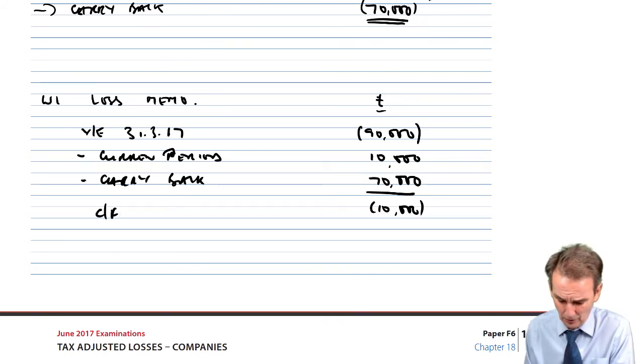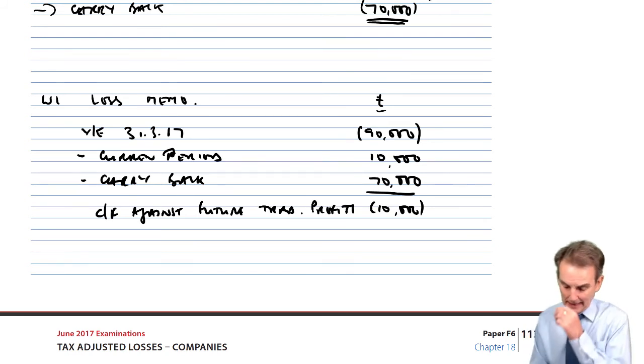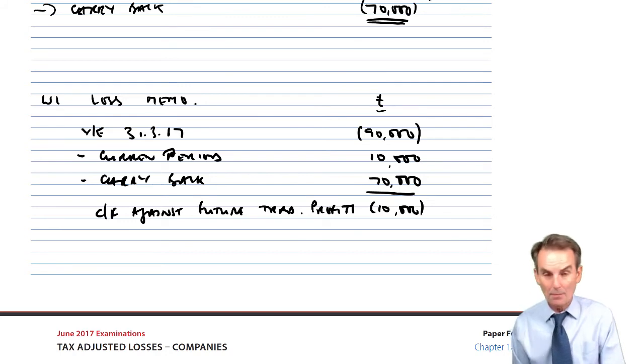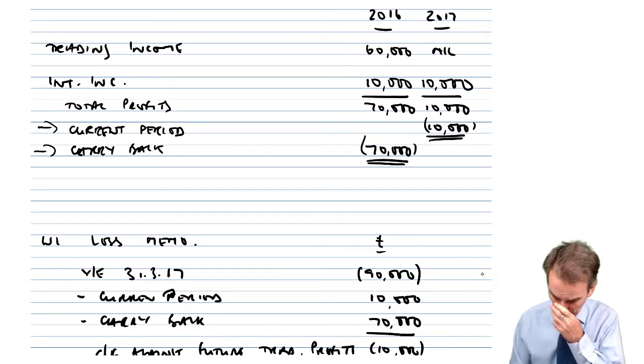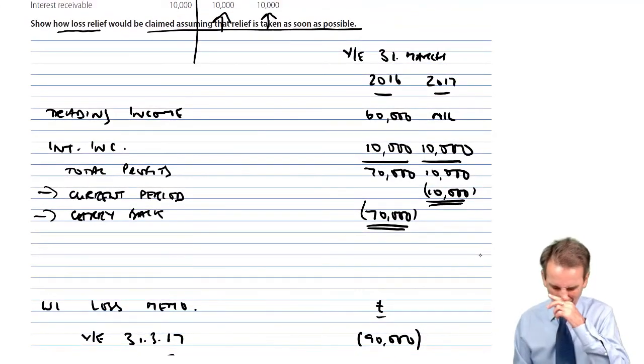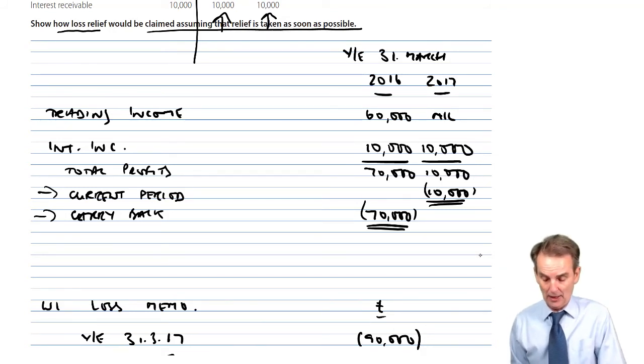And the carry forward, of course, goes against future trading profits. So as and when you have future trading income or future trading profit, it will automatically go against that next one. The first possibility, of course, for that, this being the loss-making period of the year ending 31st of March 17, would be the year ending 31st of March 18.